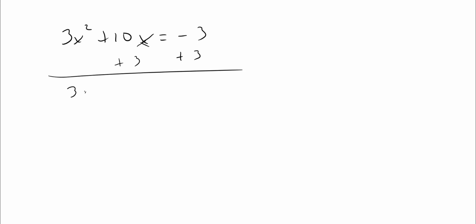So what if I gave you guys a problem like this? 3x squared plus 10x is equal to negative 3. So you guys remember, it's got to be equal to 0. Okay, you can't do this problem. You cannot factor it if it's not equal to 0. So what am I going to do? I got to move that negative 3 over. I'm going to add 3 to both sides. So I get 3x squared plus 10x plus 3 equals 0.